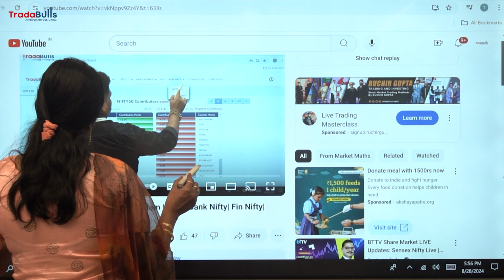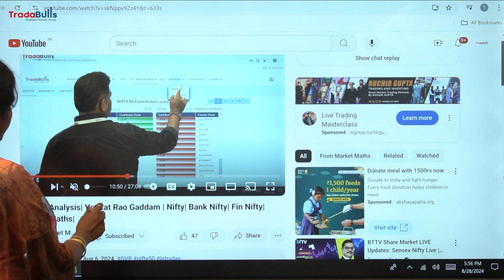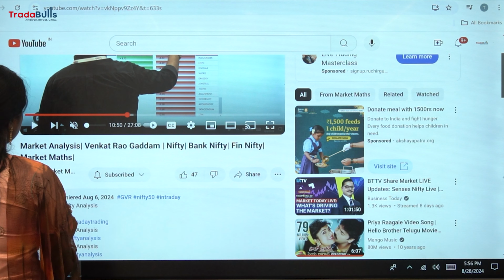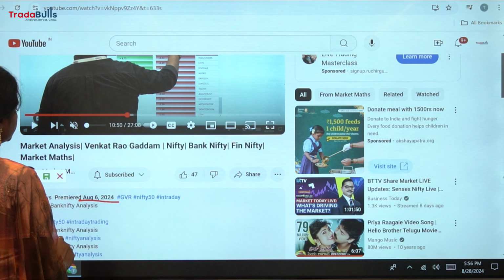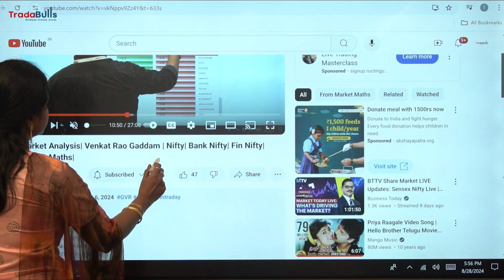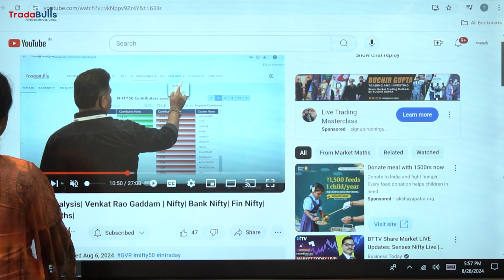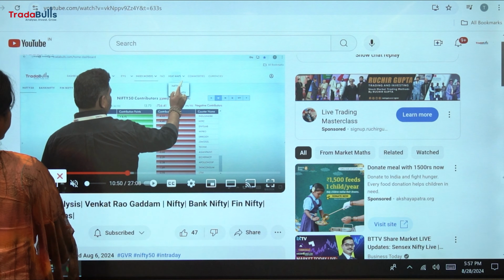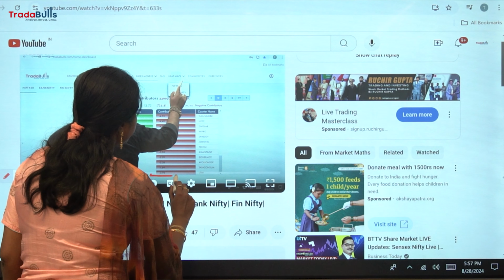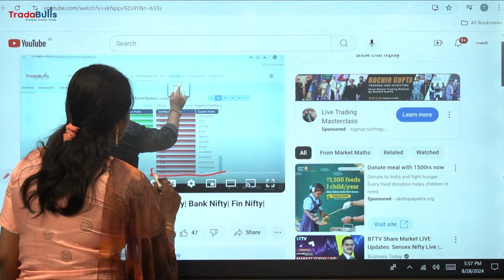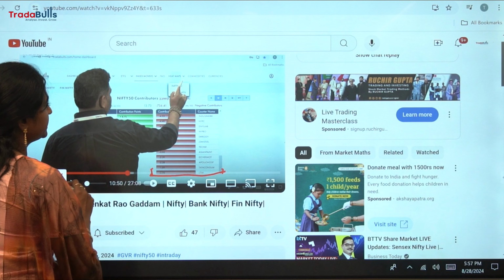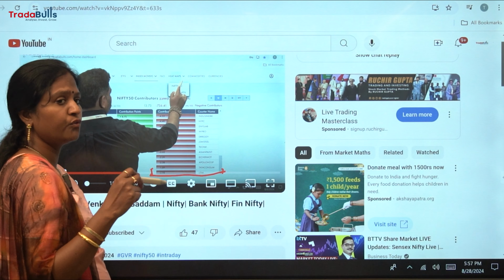So I'm directly going to this YouTube video. This video was taken on August 6th, a market analysis. In this market analysis, you would see that for Nifty 50, LTI Mindtree on the weekly time frame is in negative contribution, and the contribution point you can see here is minus 0.98, which is the lowest range.